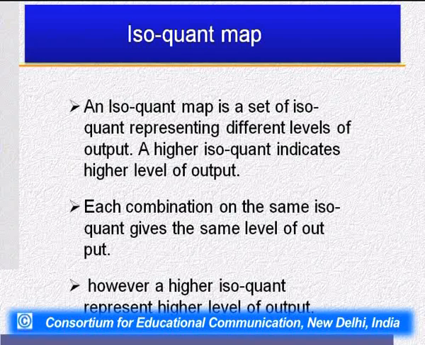So an isoquant map is a set of isoquants representing different levels of output. A higher isoquant indicates a higher level of output. Each combination on the same isoquant gives the same level of output, which we discussed. However, a higher isoquant represents a higher level of output.